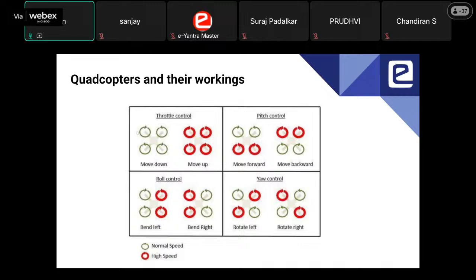So for throttle, let's see: green rotates at normal speed and red rotates at high speed. If you want to move up, all these four rotors have to rotate at the same high velocity. So you have to increase the velocity of all four rotors at the same time, with the same velocity. Then the drone can move up.